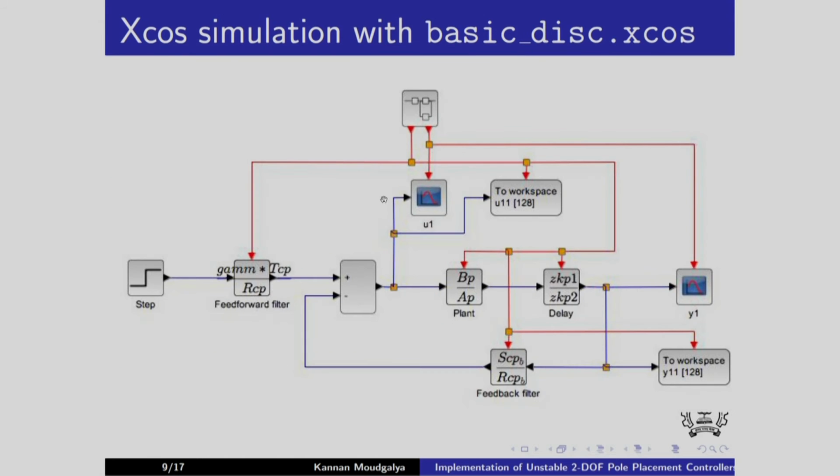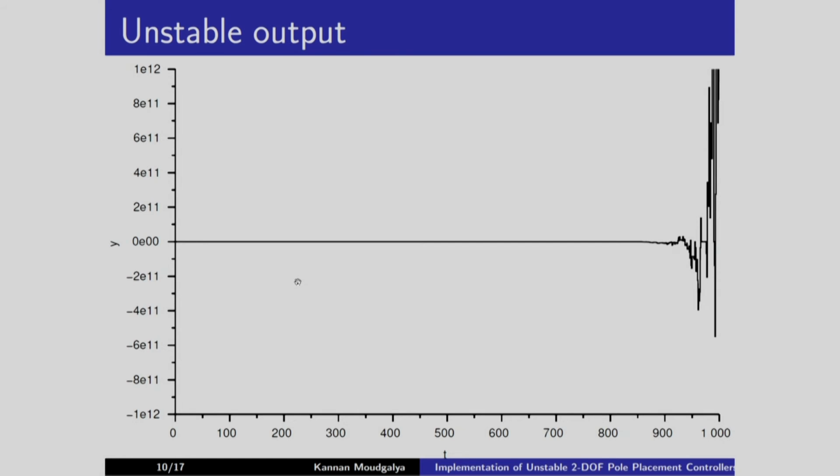And here is the screenshot of the Scilab code. It is called basic underscore disk dot xcos. This is the xcos code that you get. This is what you have to use. Using the function explained in the previous slide, this is automatically opened and simulated. And what response do you get? It is shown in the next slide.